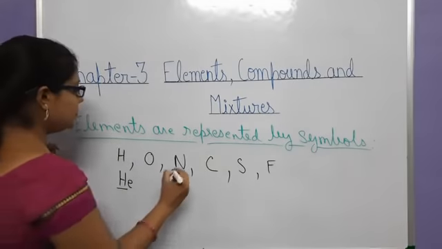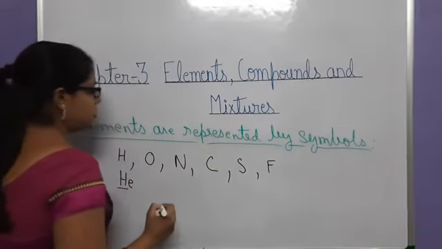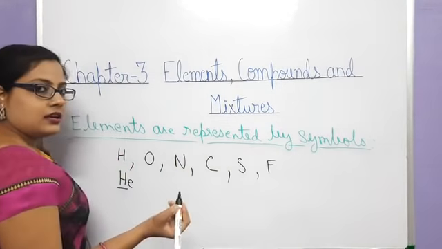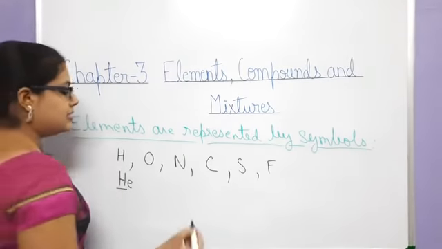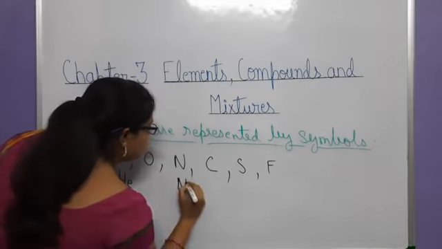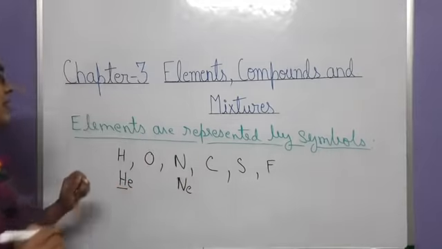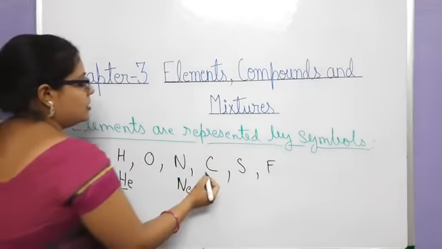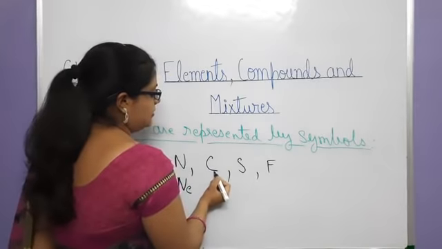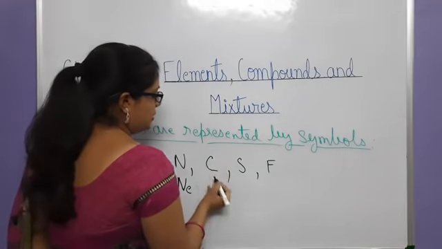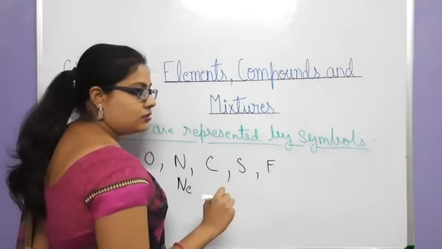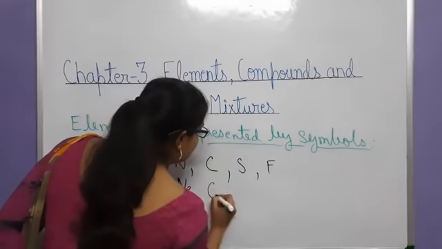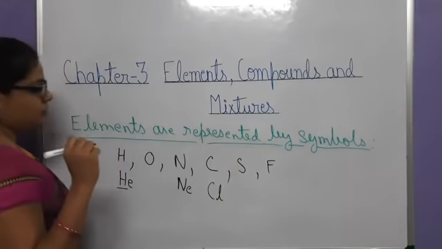Similarly, what about neon? Nitrogen starts with the letter N. Neon is a gas whose name also starts with N. So, in order to distinguish, neon is represented by the symbol Ne. Now, carbon starts with the capital letter C. Chlorine also starts with C, so in order to distinguish, its symbol will be Cl.